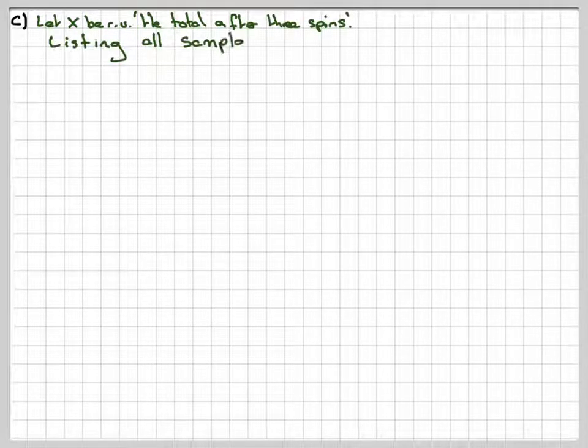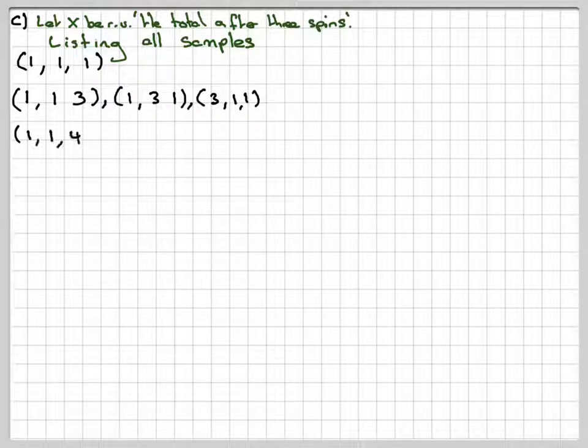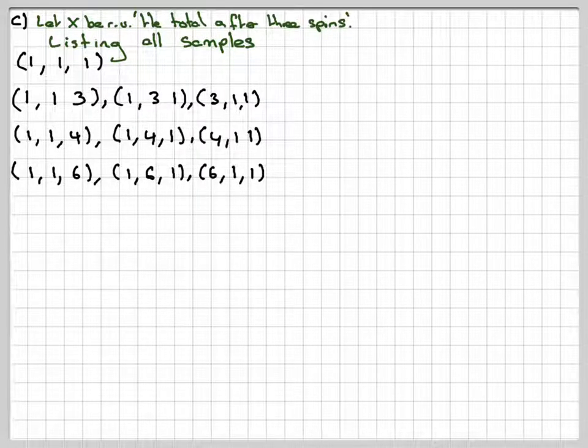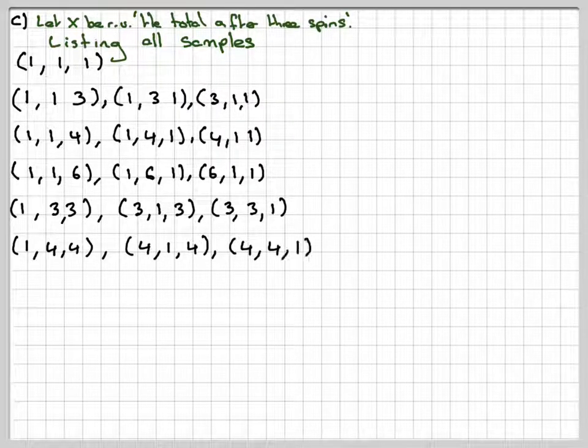Now here comes the difficult bit, because you now have to list all the samples. So the first one would be, we get 1, 1, 1. You need to do this in some sort of logical manner, making sure that you don't miss any out. So 1, 1, 3. Now 1, 1, 3 can happen 3 different ways: you can get 1, 3, 1 and 3, 1, 1. Similar with 1, 1, 4. 1, 1, 6 can happen 3 different ways. 1, 3, 3 can happen 3 different ways. So 1, 4, 4 can happen 3 different ways as well.